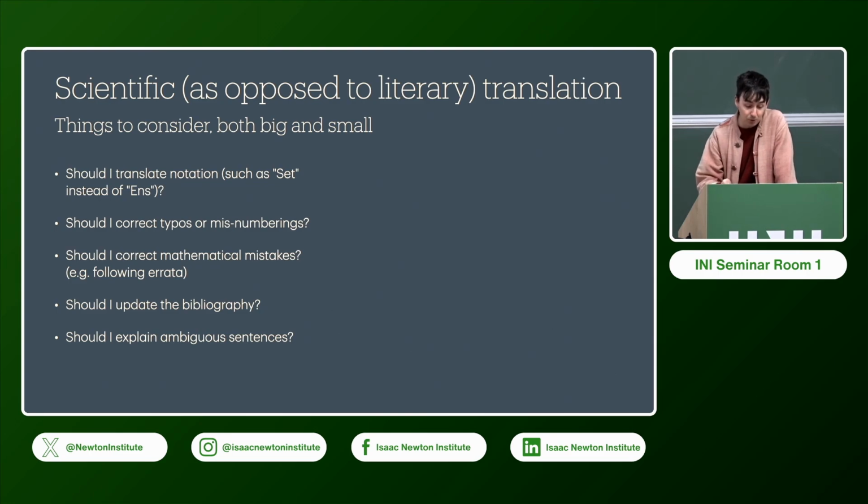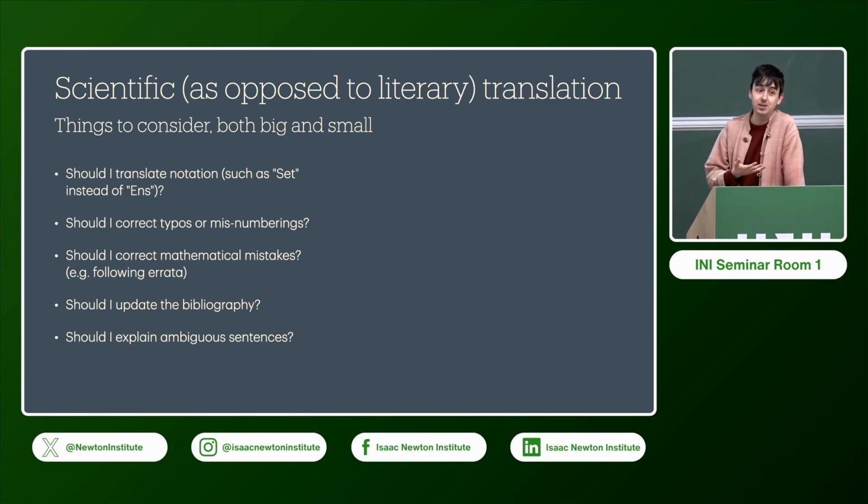A big one that I will talk about is ambiguous sentences. Sometimes sentences are confusing. They might just be sloppily written. It might just be that actually there's an ambiguity that wasn't clear at the time. What is your role as a translator in terms of editor? Do you have a role or not there?